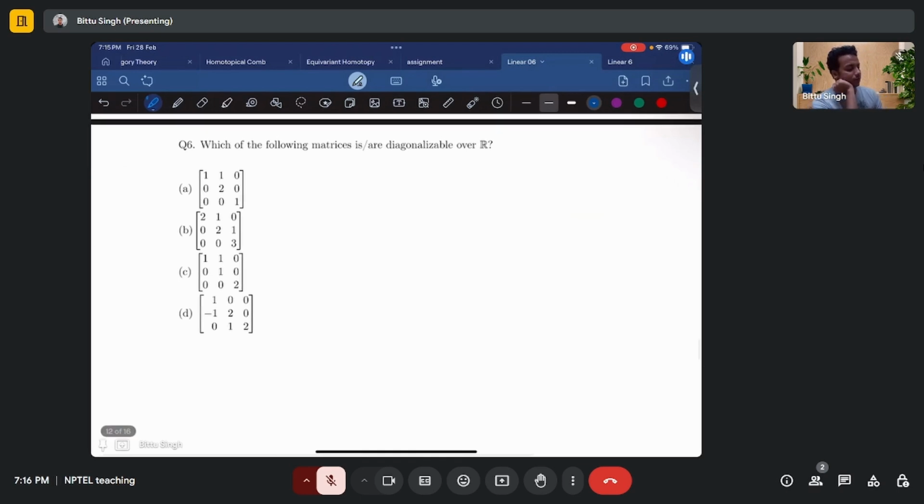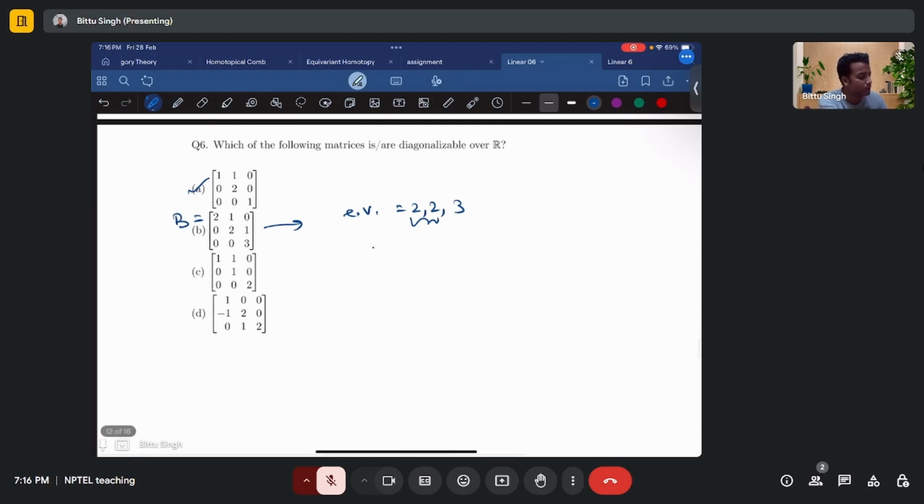So for B it was okay. Now for B, the eigenvalues are 2, 2, 3, those are the diagonal entries. Again 2 may create a problem, because the algebraic multiplicity of 2 is greater than 1. It occurs 2 times.